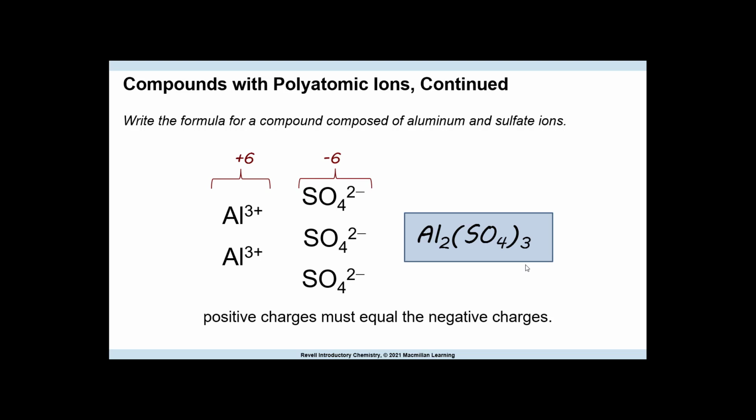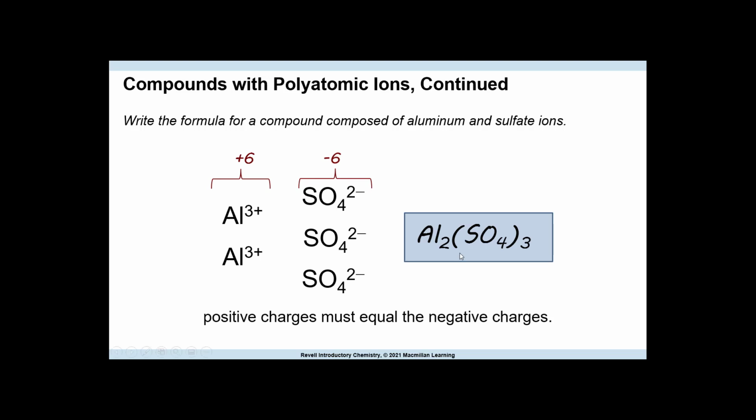Here we have aluminum, which has a 3+ charge, and we have sulfate. We need to write a formula for this. So we have 3 sulfates, which equals a -6 charge. We need to balance this to equal 0. So if we have a -6, we need 2 aluminum cations in order to cancel them out. So +6 and -6 equals 0.